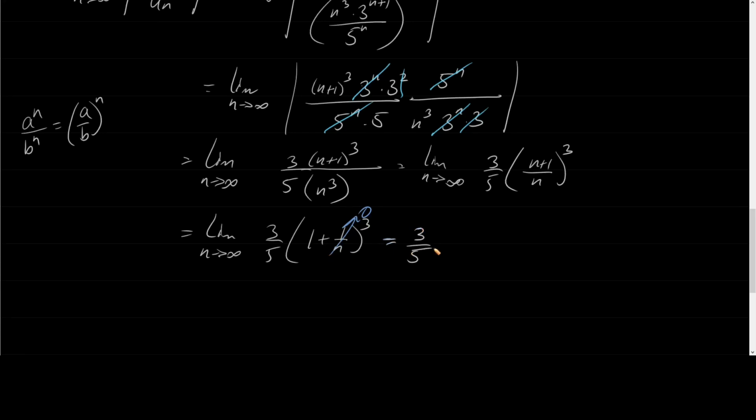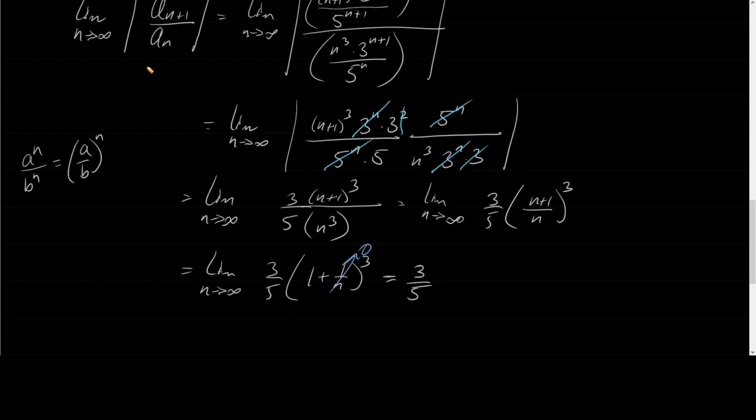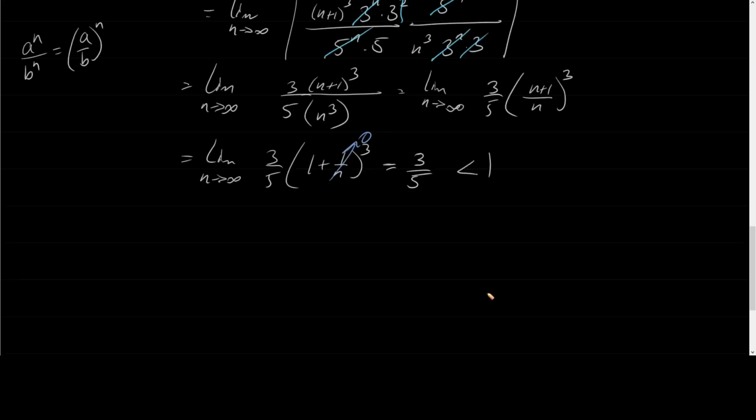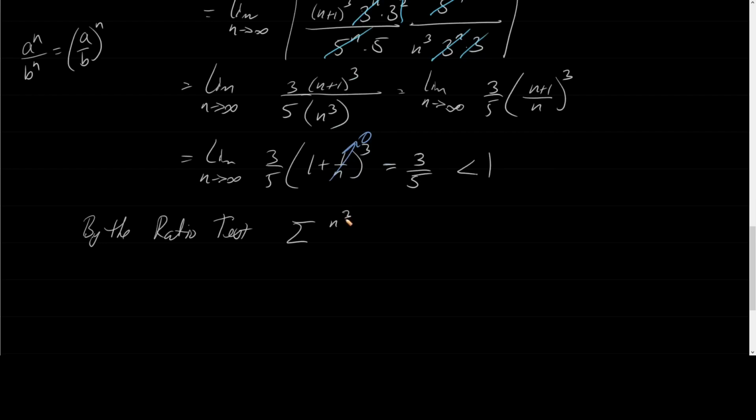So what does that do for us? Well, remember we're taking this limit for the ratio test. 3/5 is less than 1. So what we can say now is that by the ratio test, the series we were working with, which was n cubed times 3 to the n plus 1 over 5 to the n, going from 1 to infinity, converges absolutely.